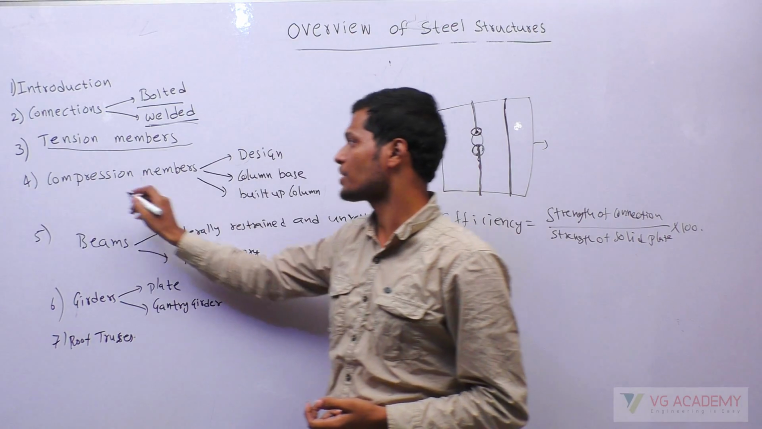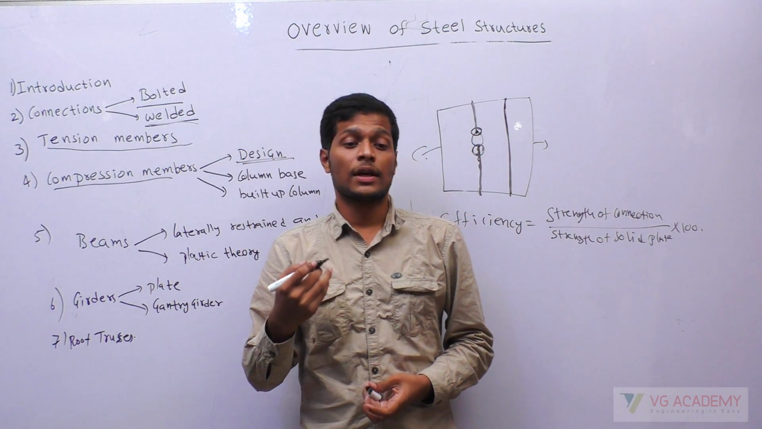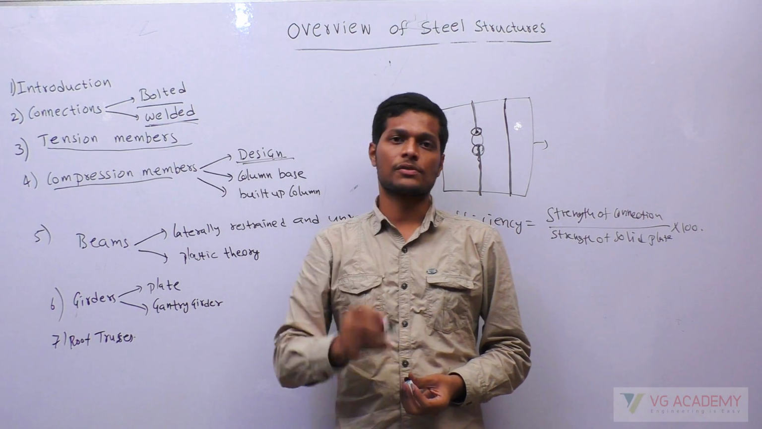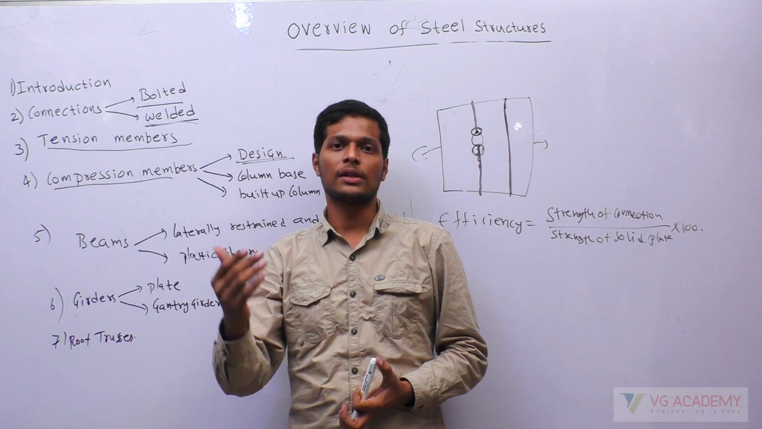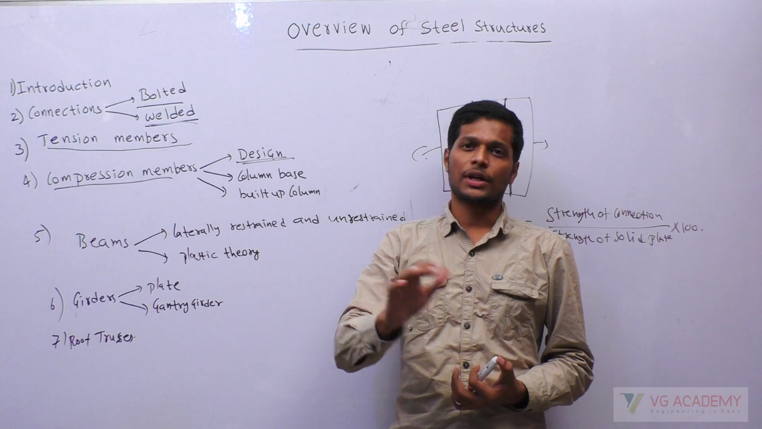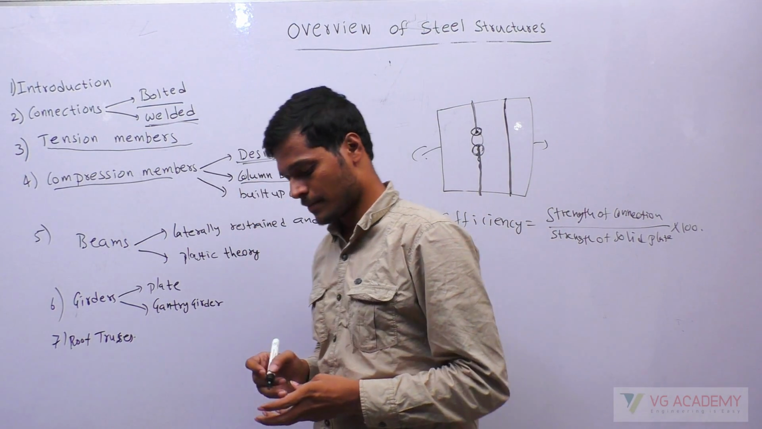Next, coming to compression members. Design of compression members is a very tough task, and definitely you cannot get any questions from design, but you have to see what the effective lengths are with respect to different boundary conditions. I have mentioned that in the PDF, you can watch that. Next thing is column base.